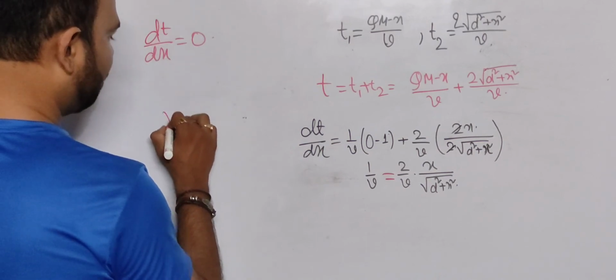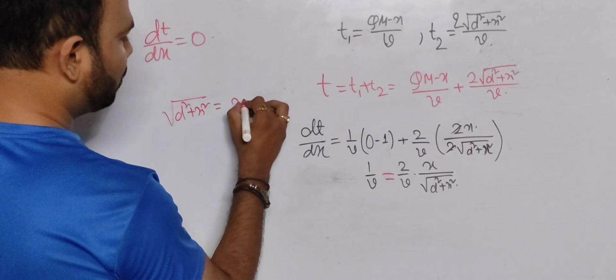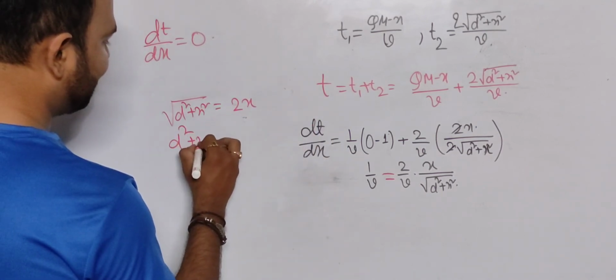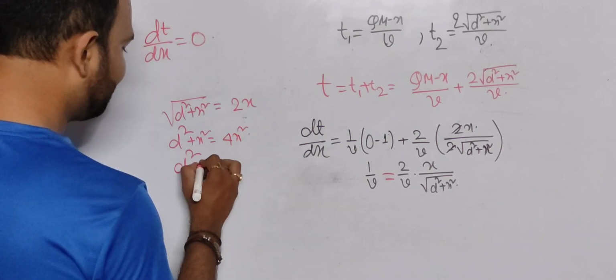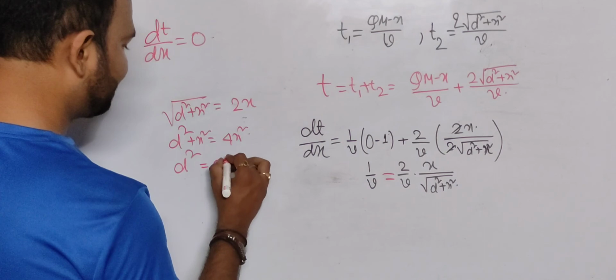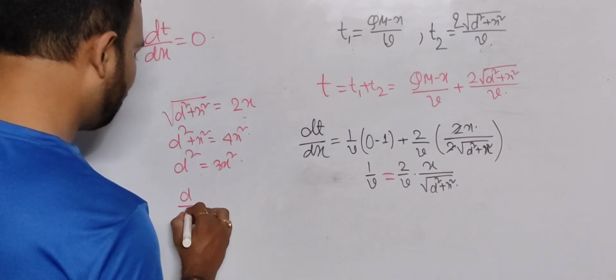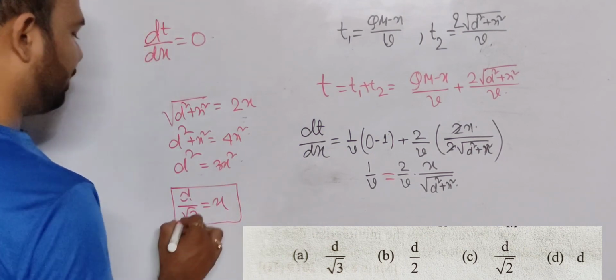So root over d square plus x square equals 2x. Squaring both sides, d square plus x square equals 4x square, d square equals 3x square, d by root 3 equals x. The value of x will be d by root 3.